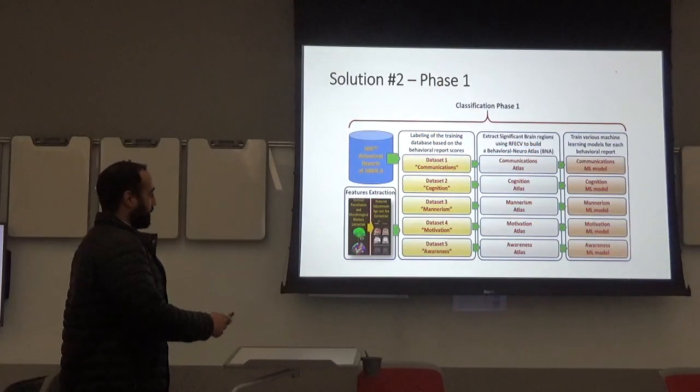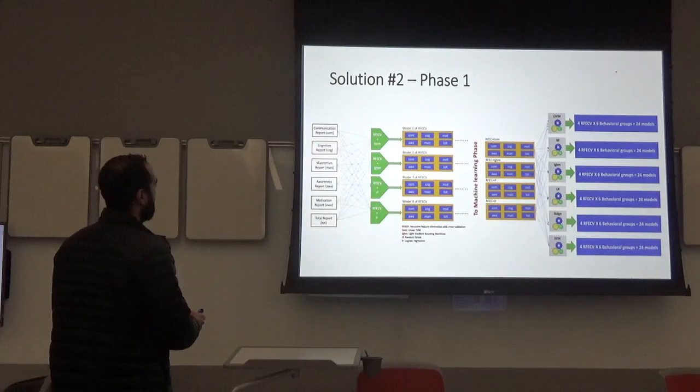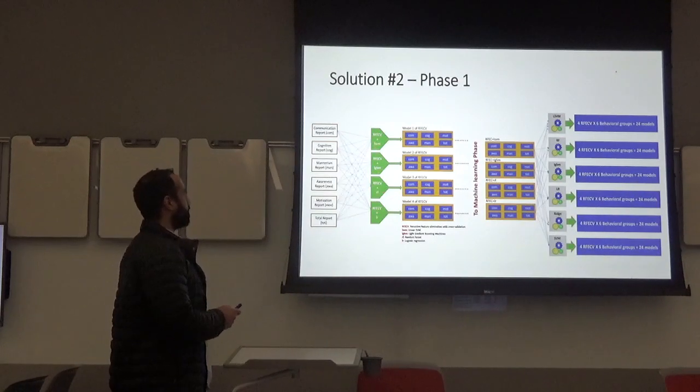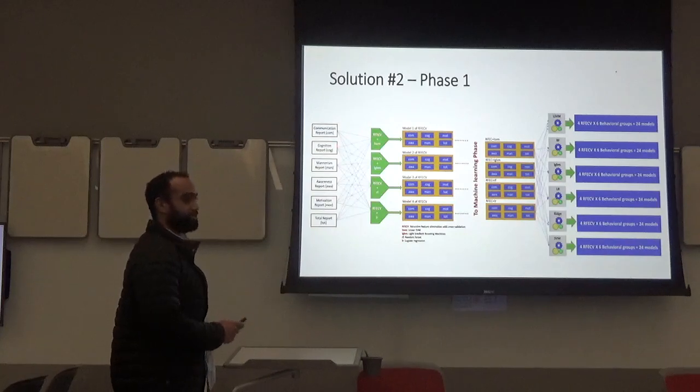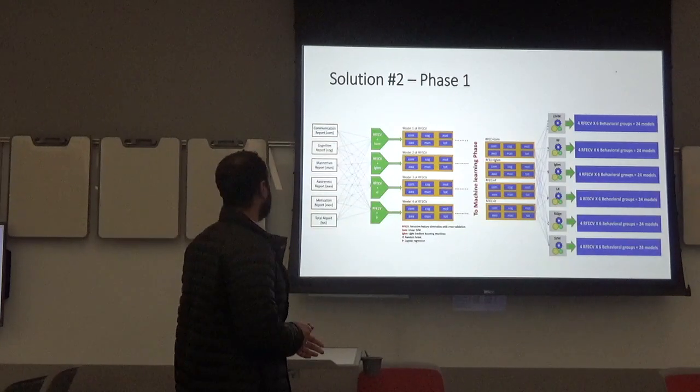So when you expand this diagram, you will find this big picture. You have the different behavioral reports, each of them going to one of the RFCV, and again, we are testing different hypotheses. So, can LSVM with the linear kernel separate between the data, create some atlas that separate between the data?